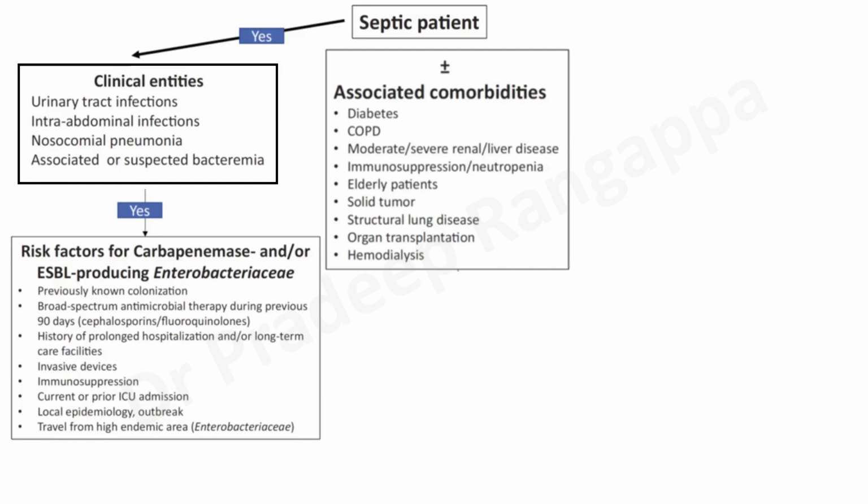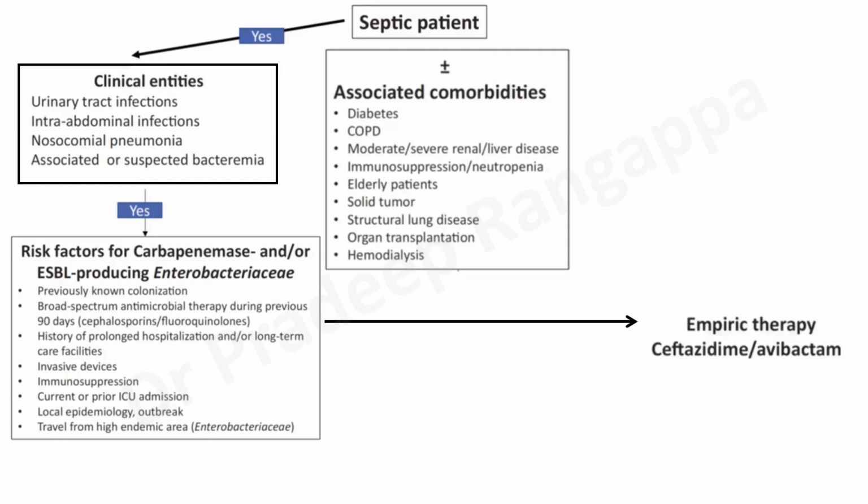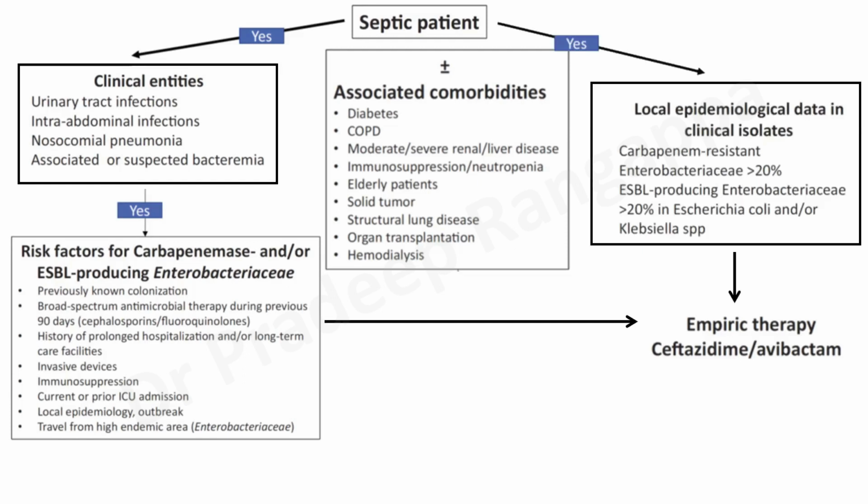So if you have this sort of spectrum with a lot of comorbidities, this box becomes very important, where they are immunosuppressed, have had ICU admissions, multiple antibiotics in the past, or have invasive lines in place. Then one could possibly consider using it as an empiric choice if they tick all these boxes.